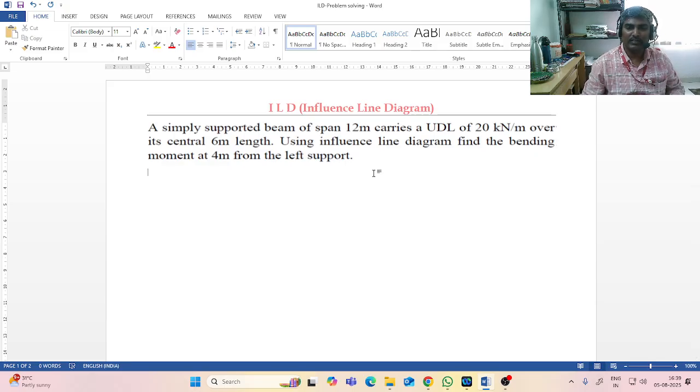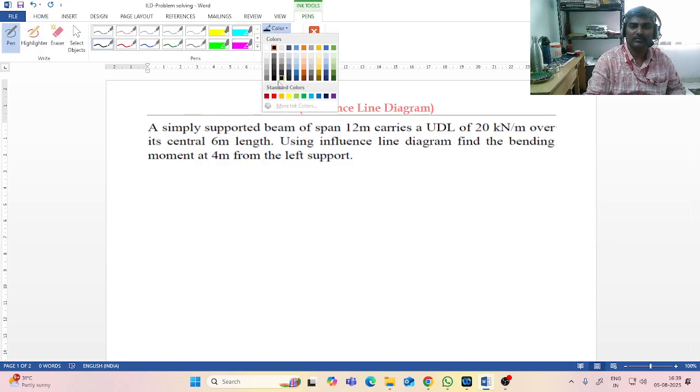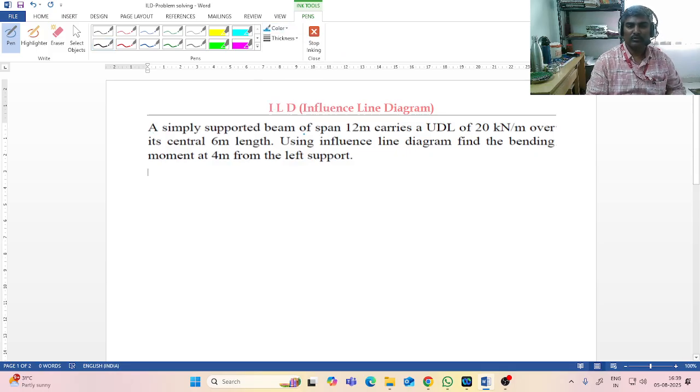Today we will see how to solve this problem. Look at this problem. I'll just read it out. A simply supported beam of span 12 meters carries a UDL of 20 kilonewton per meter over its central 6 meter length. Using influence line diagram, find the bending moment at 4 meter from left support.